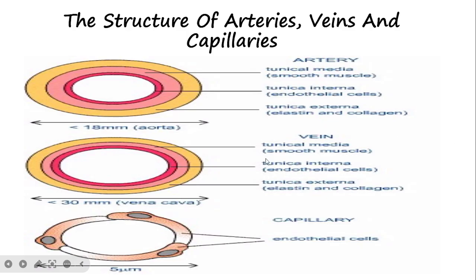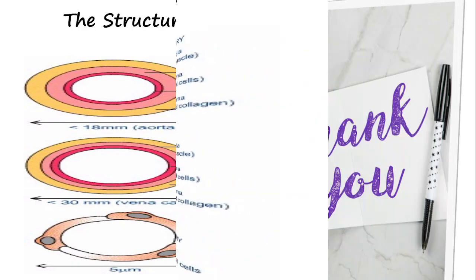Now the various parts are labeled here. You can see the smooth muscle, the endothelial cells, and also the elastin and the collagen. Then the capillaries are very tiny, as we said. So they just have these endothelial cells. So that's all about the various blood vessels: the arteries, veins, and the capillaries.